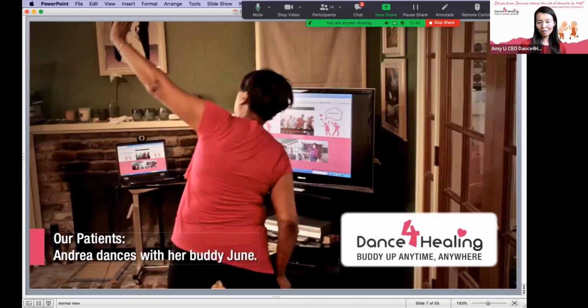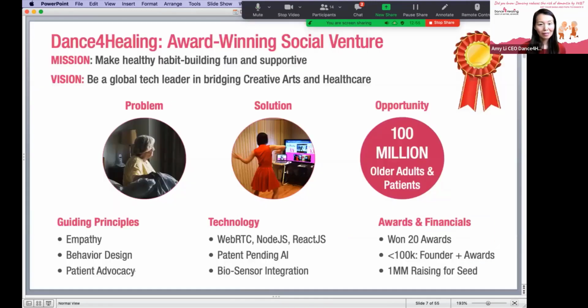So that's good with Dance for Healing. This is our patient Andrea dancing with her buddy June.